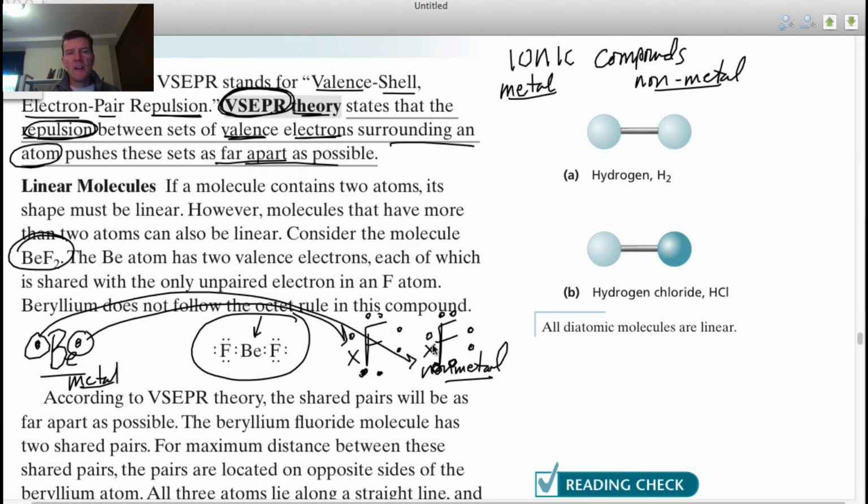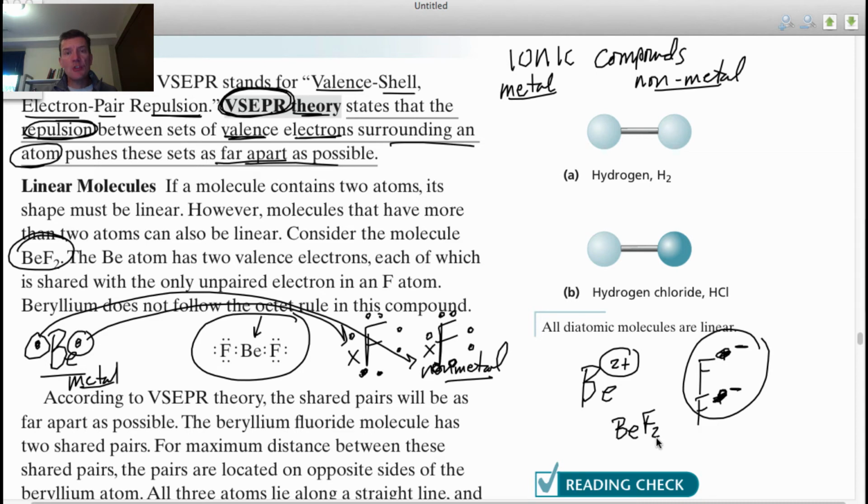So the 2 fluorine atoms gain an electron each. They become fluoride ions. Each of them is going to be a negative ion. The beryllium lost electrons. It becomes Be2+, and you need the same number of negatives as positives to make a neutral ionic compound. So they come together as beryllium fluoride, BeF2.